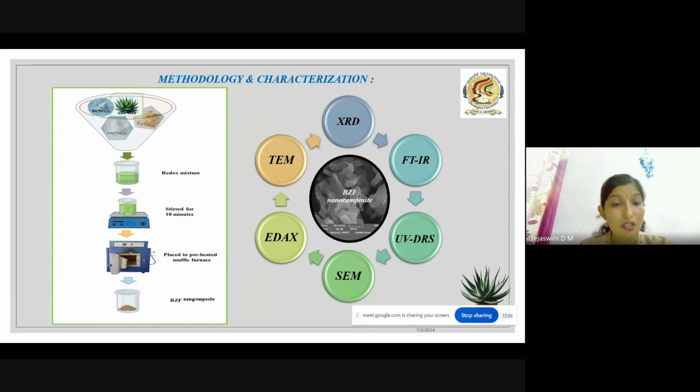After the combustion process, the BZF nanocomposites were obtained. Further, these BZF nanocomposites were subjected to the calcination process at a high temperature of 950 degrees centigrade for 3 to 4 hours, in order to remove the water content or the impurities present in the BZF nanocomposites.